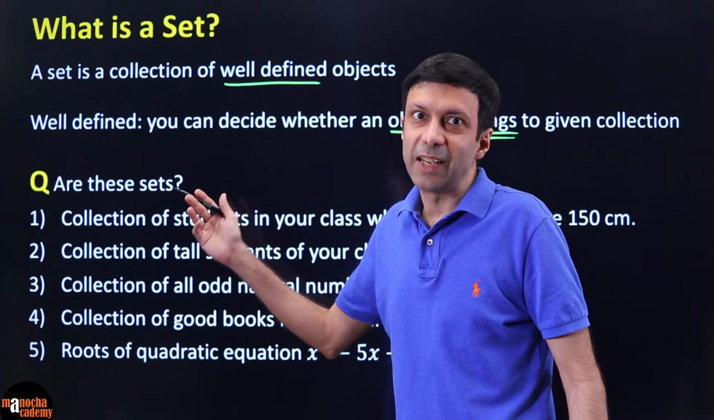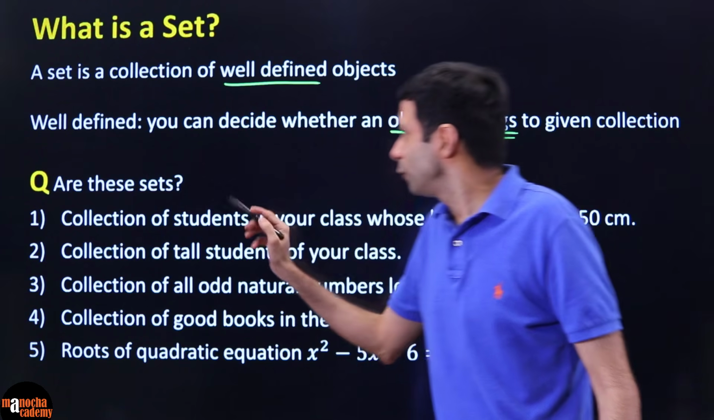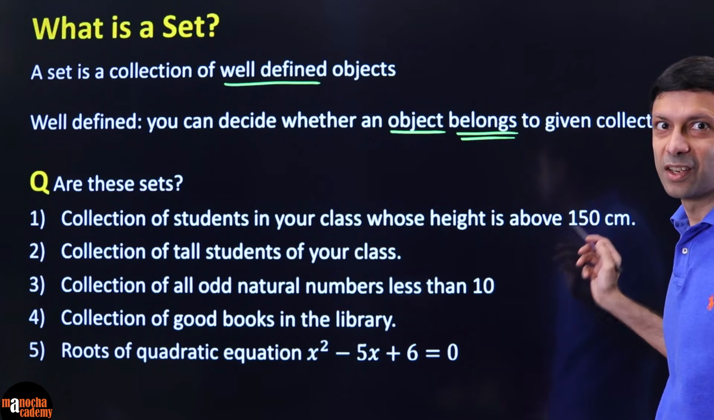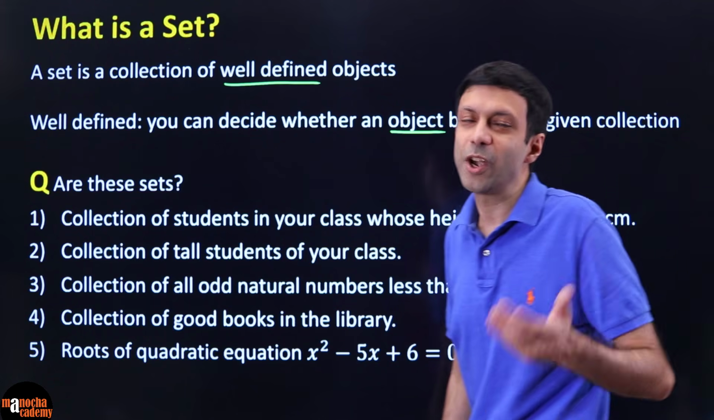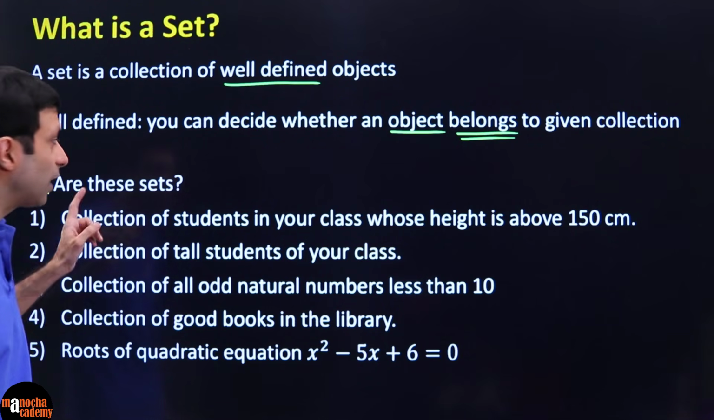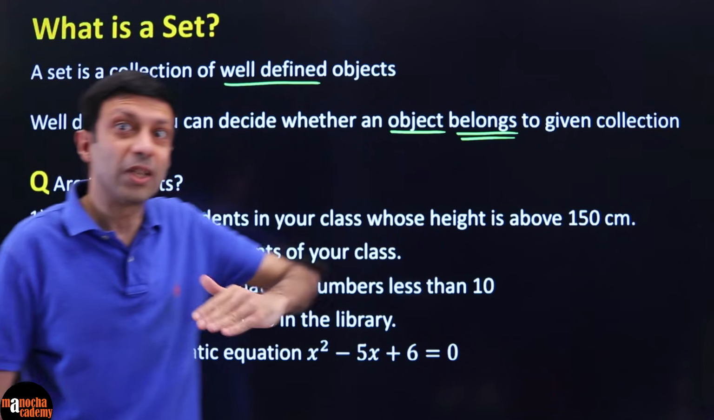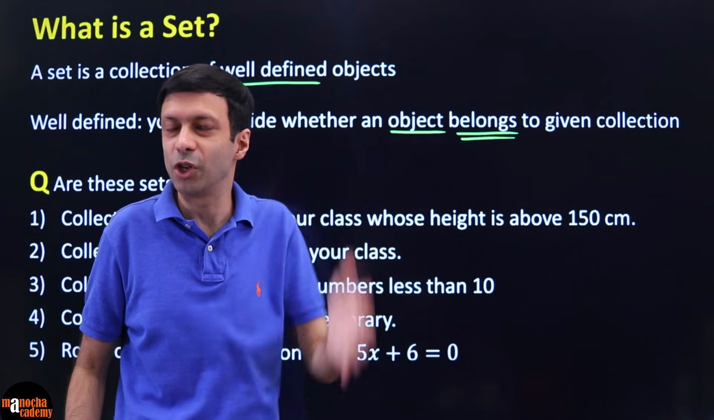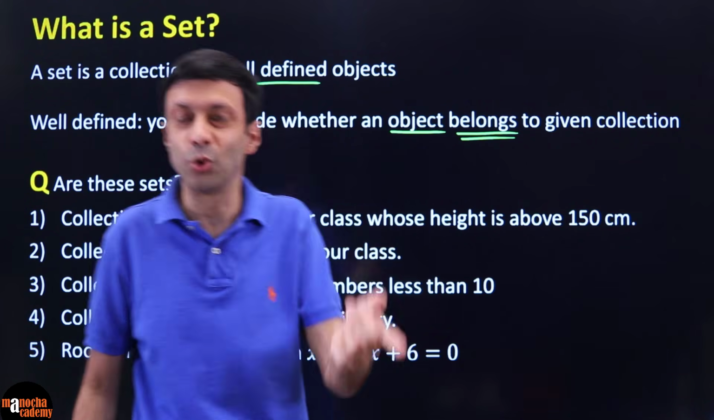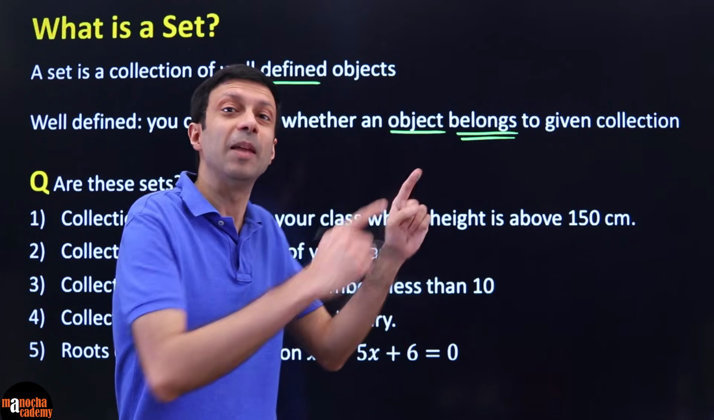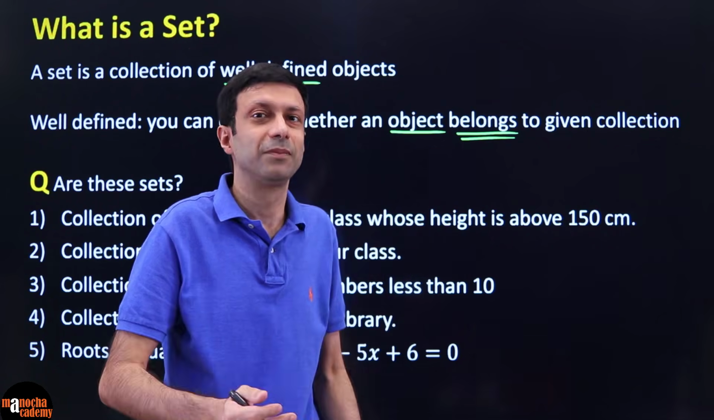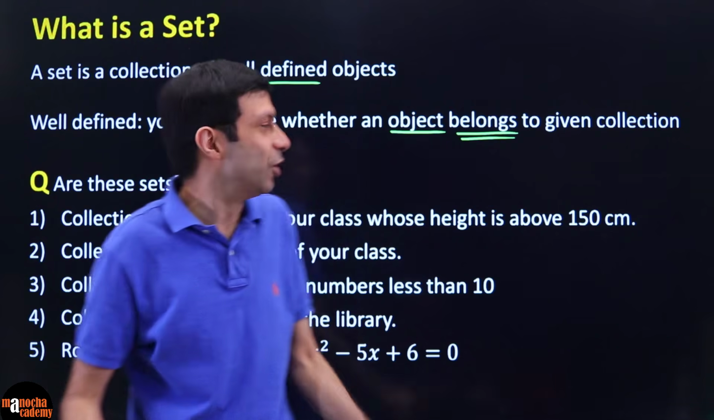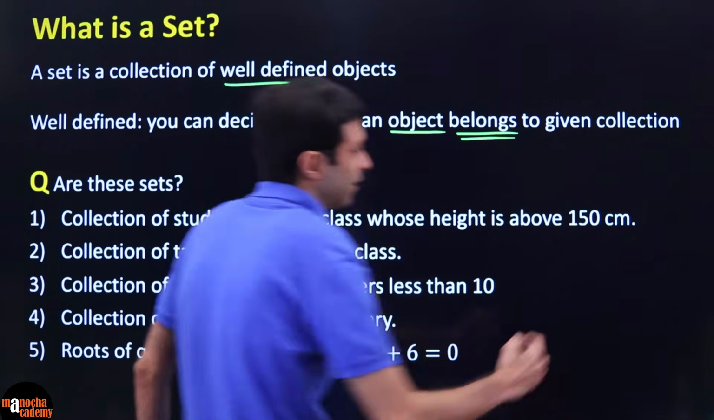Let's start with example number 1. Collection of students in your class whose height is above 150 centimeters. So is this a set or not? What do you guys think? Here we are talking about the collection of students in your class whose height is above 150 centimeters. So this is well defined because you can measure all the students' height and decide those students who are above 150 centimeters, they belong to this set, they're part of this set, and those who are less than 150 centimeters are not part of this set, right? So we can say yes, this is a set.